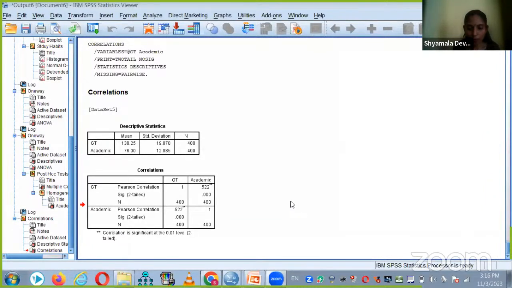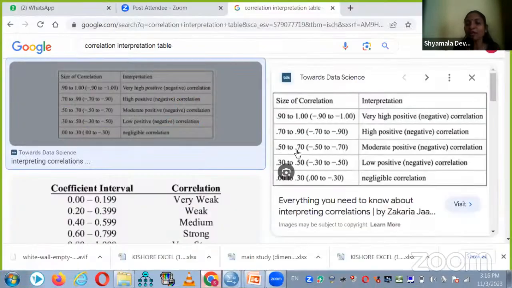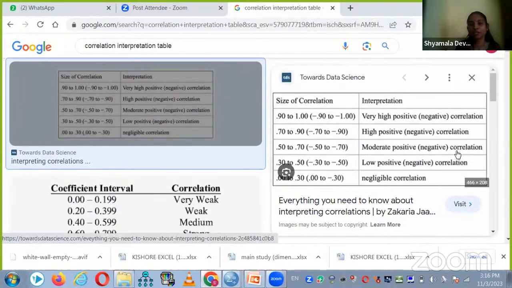Okay, one more time, I'll go to Google. You can check. It is 0.5, which is between 0.5 to 0.7. So it is a moderate positive correlation.